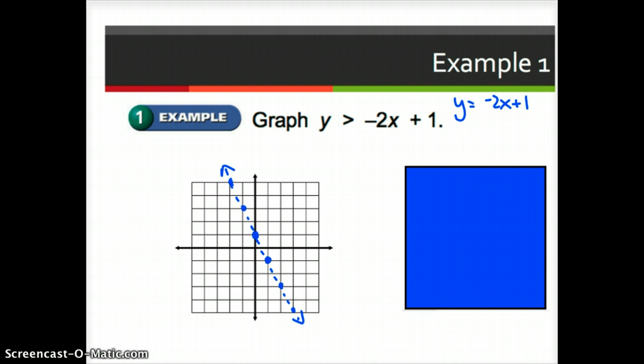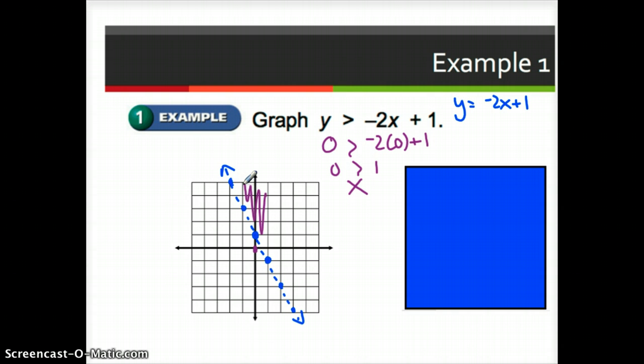So now I can try a point like 0, 0 again. 0, 0 looks like it's below the line this time. So I want to know, is 0 greater than -2 times 0 plus 1? 0 is not greater than 1, so that's false. So 0, 0 should not work. Therefore, I think that all the points above the line will work.